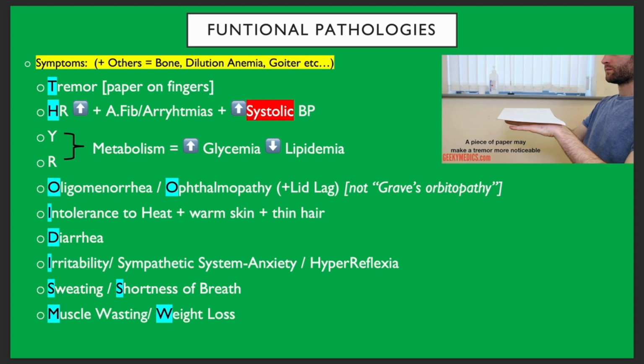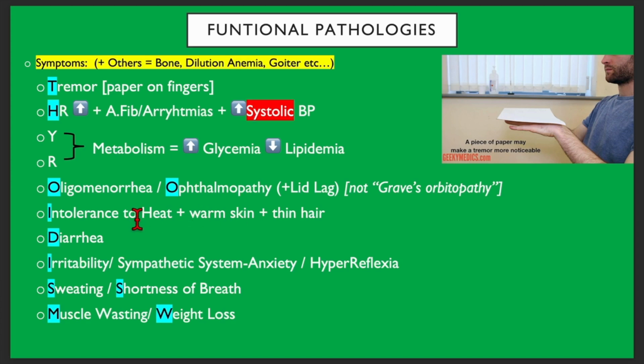Then you have some menstruation problems in women. This is because when you have hyperthyroidism, TSH is lower, and it's also affecting the reproductive organs. So oligomenorrhea, ophthalmopathy, we said this is not the Graves' orbitopathy, it's just the lead lag with the sympathetic symptoms. Intolerance to heat, there is a warm skin and thin hair, and they cannot tolerate the heat.